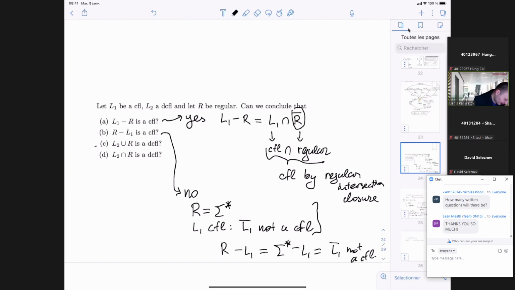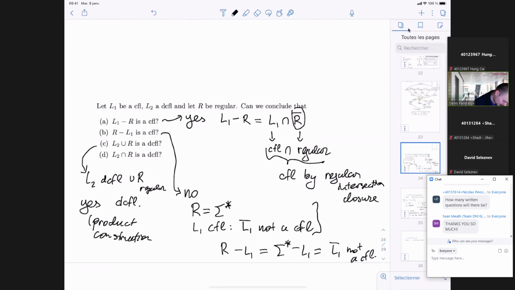Now, L2 is a deterministic CFL, so it is DCFL, and we take a union with R, which is regular. The resulting thing is indeed a deterministic context-free. So the answer here is yes. It will be DCFL. And the reason is product construction with DFA.